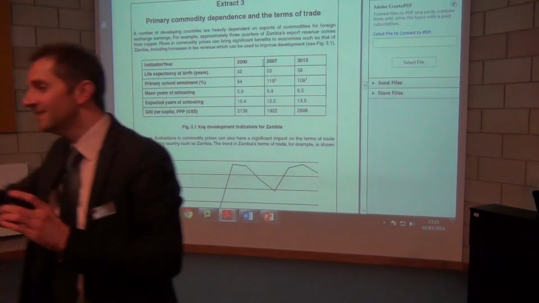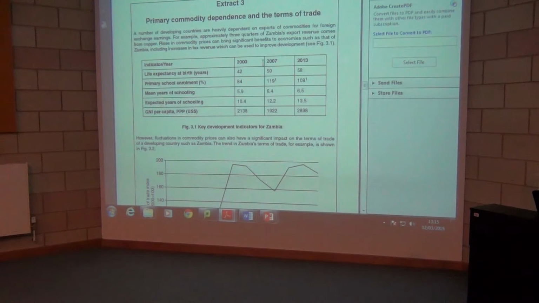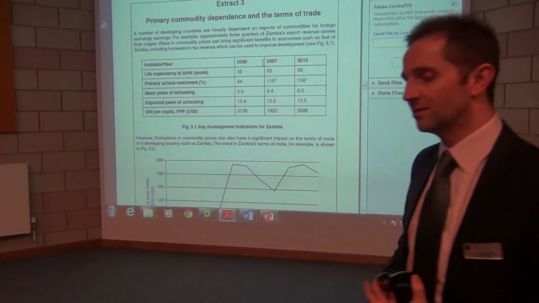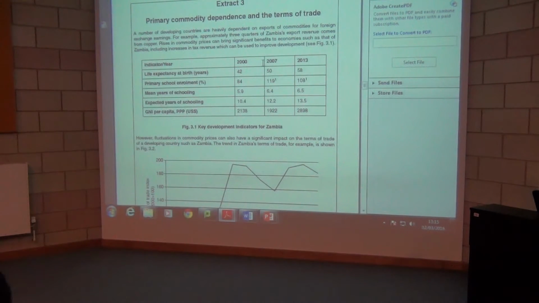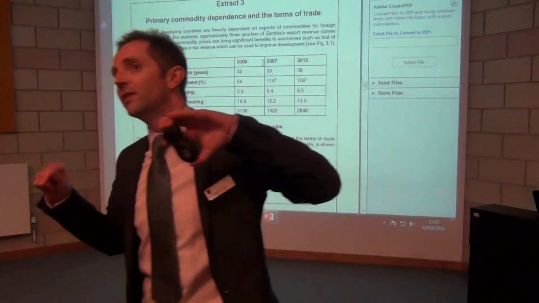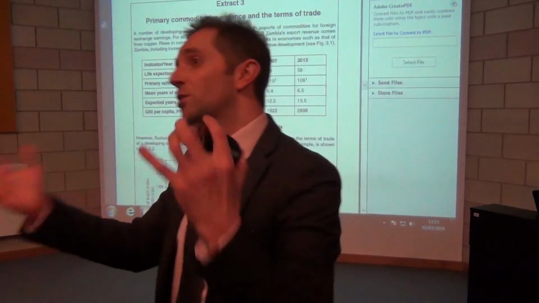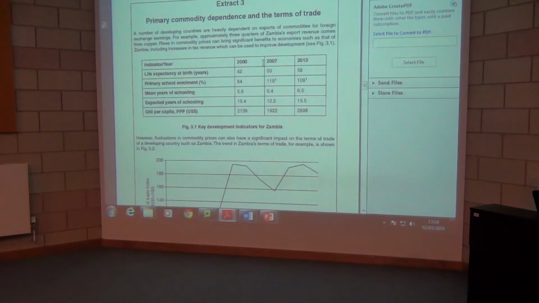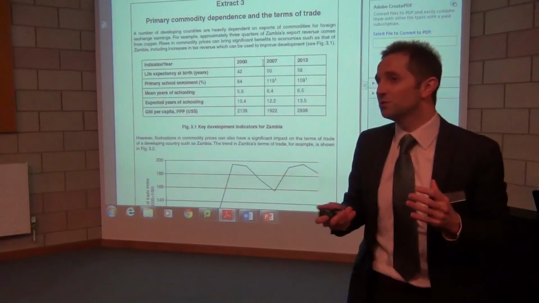But of course, in the data, as you can see, there is a slight anomaly there, because primary school enrolment in 2007 is 119%, and in 2013 it's 108%. And you can see in the footnote to extract 3, it is telling you that this is a combination of primary school age kids, but also adults who have missed out on their primary school education and are catching up on those primary school years. Now you can't tell what that mix is from that number, 119, 108.